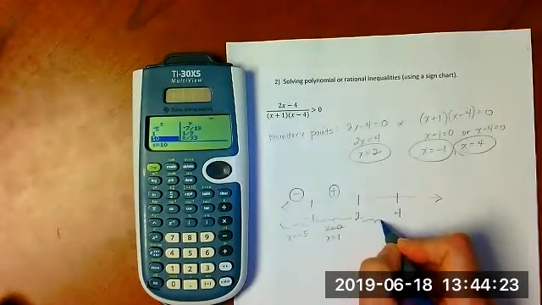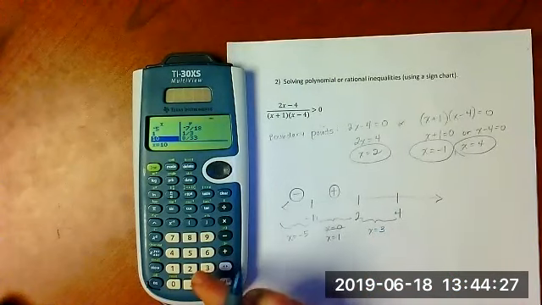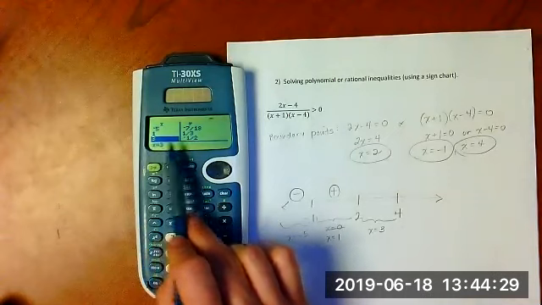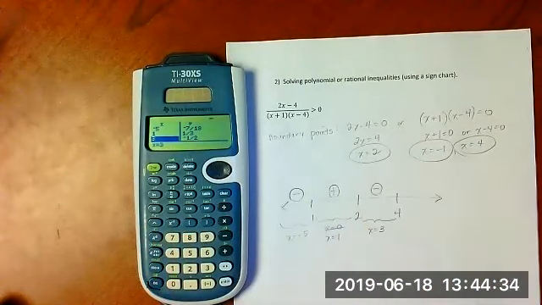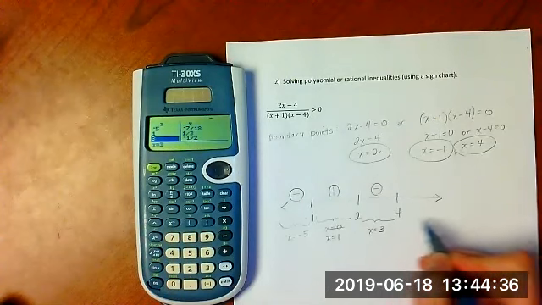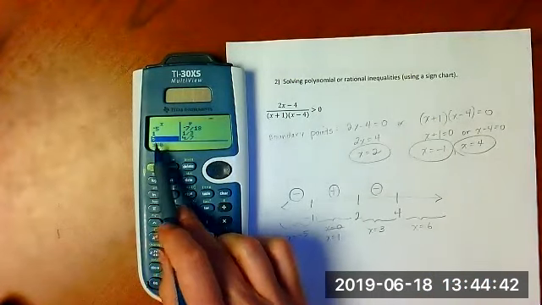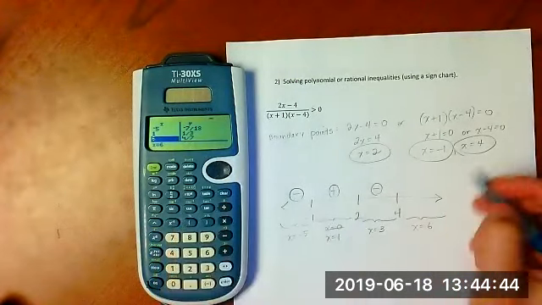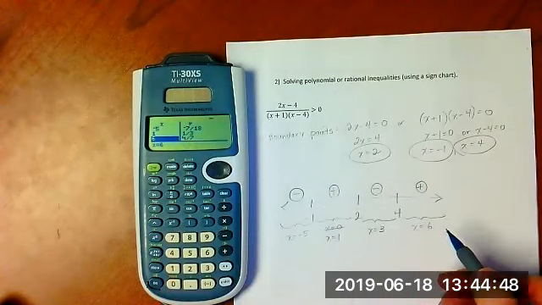Then we need a test value between 2 and 4. X equals 3. When I type in 3, you can see the y value is -1/2. So we're negative in that interval. And then I need an x value in this interval, something bigger than 4. Maybe x equals 6. For x equals 6, we get a +4/7. Okay, so that's a quick and easy way to generate our sign chart.